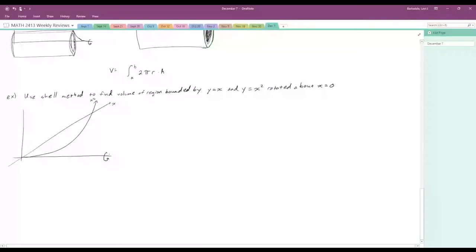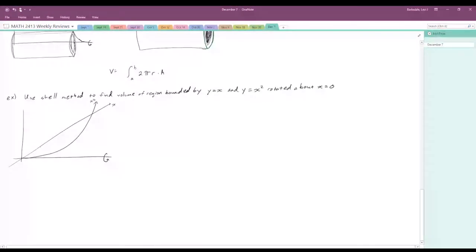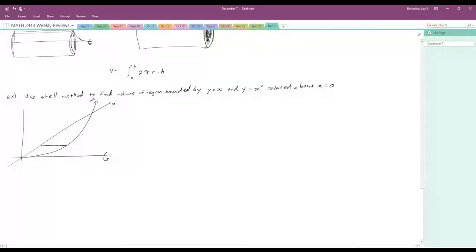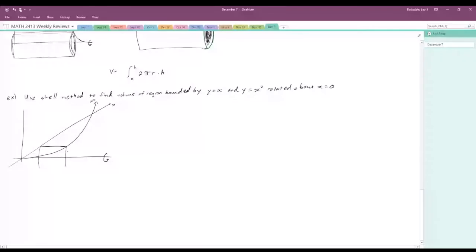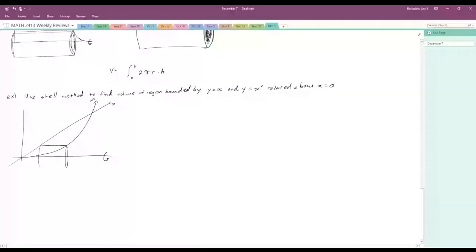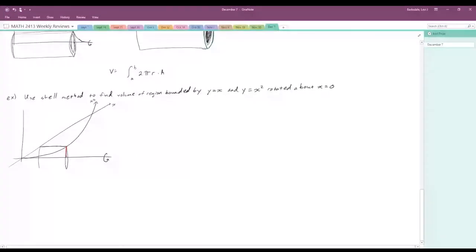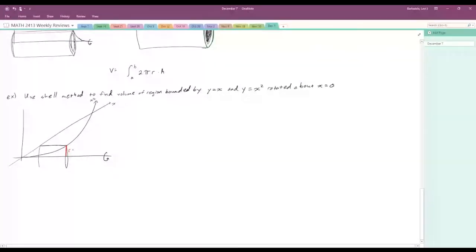Here, I'm going to want to draw out one of my cylindrical shells, which would be right here. So the radius of this cylindrical shell would be the distance from here to here. I'll draw that in a different color so it's easier to see. This distance here is my radius. Well, the radius is obviously just my y value. I'm going to leave that just as y.